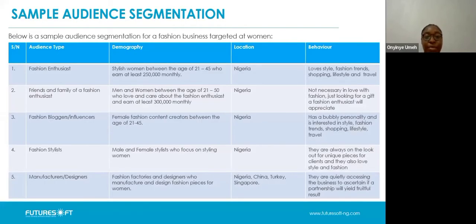This is a sample of an audience segmentation that I did, and this is for a fashion brand that targets women. As you can see, I picked and chose just the things that are important for this particular business, and I did the segmentation that way. So you don't necessarily have to pick everything.